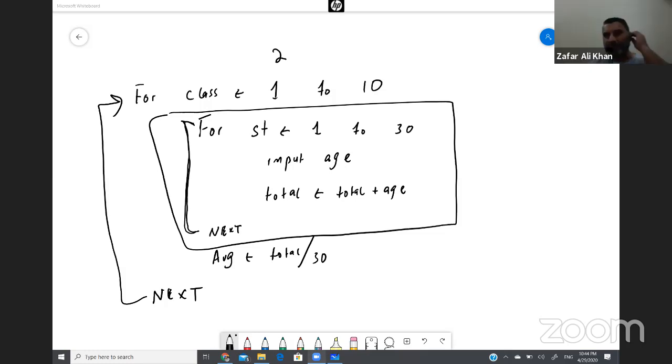All right, so let us start. As Sir Shahzada said, in simple for next we have just one number to deal with, and in nested for next we have two numbers to deal with. For example, if someone asks you for the average age of 10 students, there is just one number, 10 students. But what if there are 10 classes and every class has 10 students? Now there are two numbers, 10 and 10.